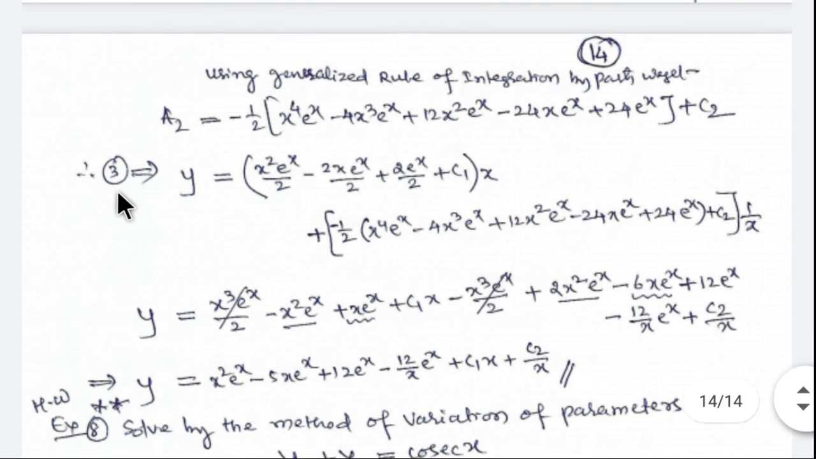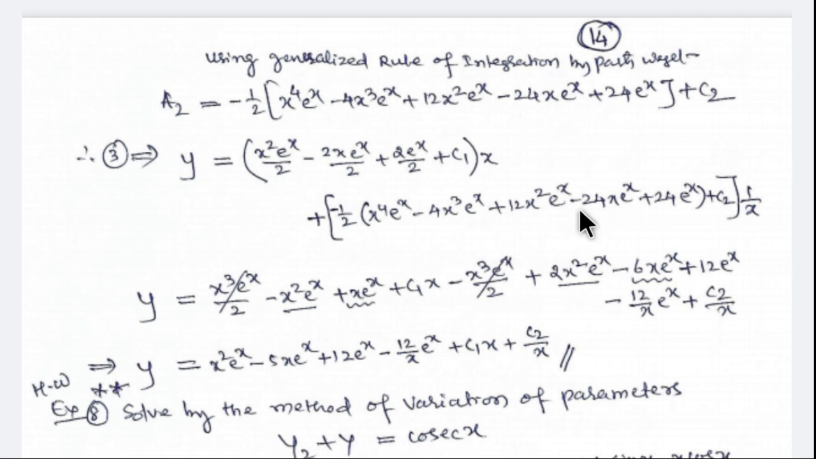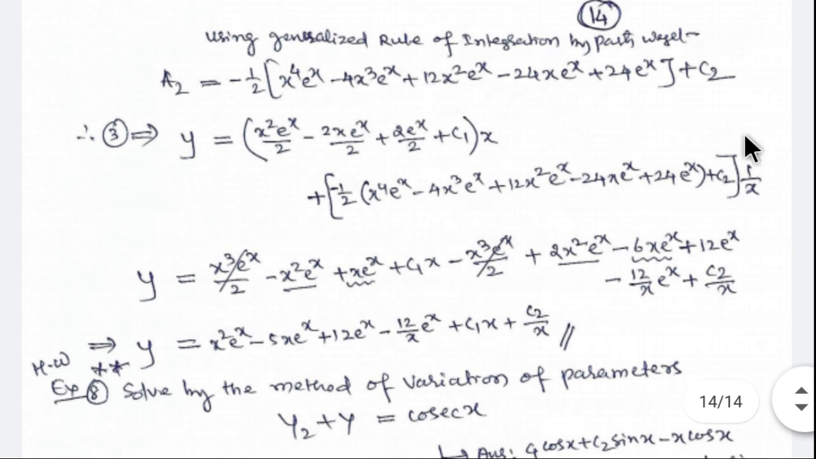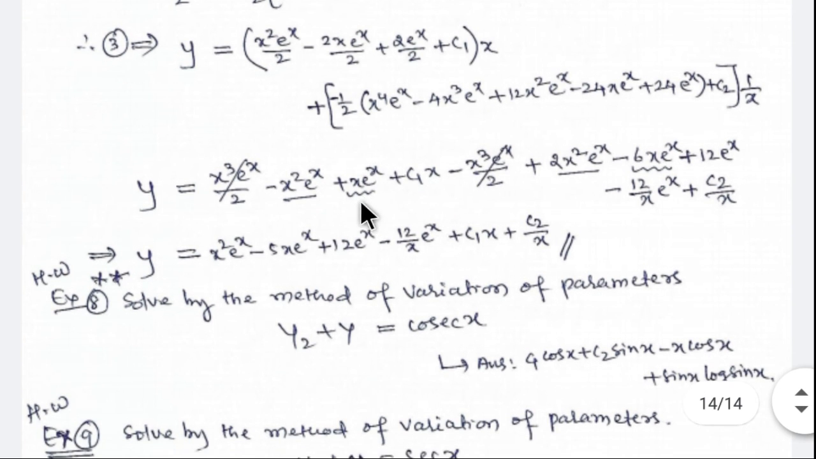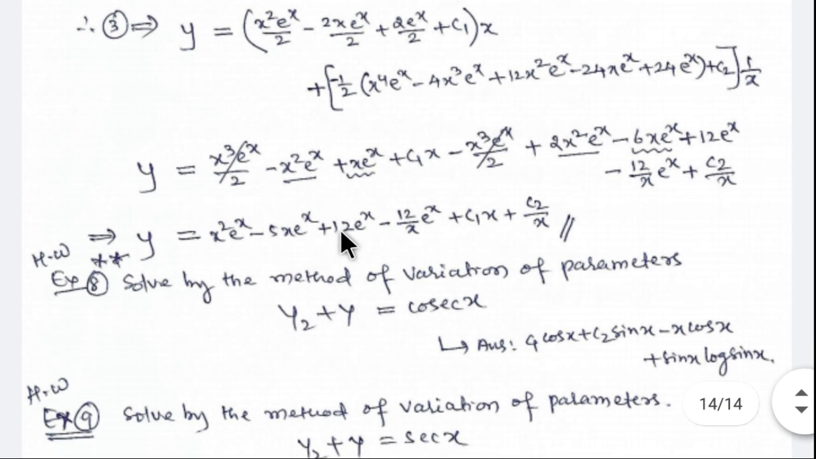Then equation 3 implies, substitute the A1 value and A2 value here. This is A1 value into x, then the A2 value you substitute here into 1 by x. This is u and this is v. If you simplify, multiplying all the brackets, finally you get x into x square into e raised to x minus 5x into e raised to x plus 12 into e raised to x minus 12 by x into e raised to x plus c1x plus c2 by x. This is the complementary function. The terms which are free from arbitrary constants are the particular integral. And this is the final, complete solution of the given equation.